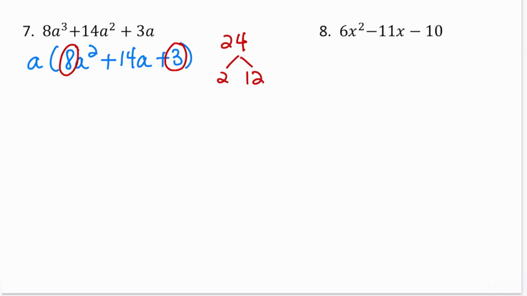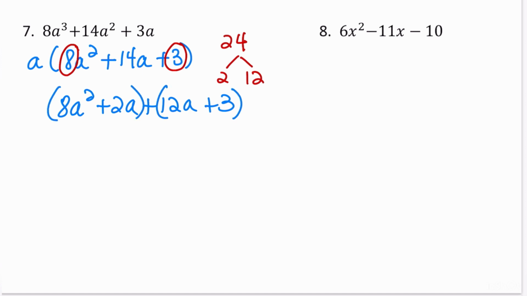So right now, I'm going to concentrate on the trinomial in the parentheses. The a is going to hang out outside until I get ready to bring it down at the end. So I'm going to rewrite the problem as 8a squared plus 2a plus 12a plus 3. Group the first two, group the last two. From the first group, the GCF is 2a, so I'm left with 4a plus 1. From the second group, they're both divisible by 3, so I'm left with 4a plus 1.